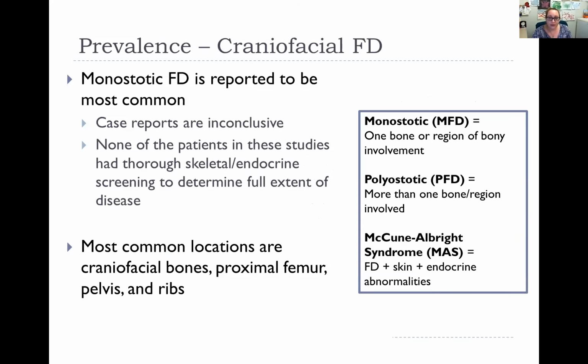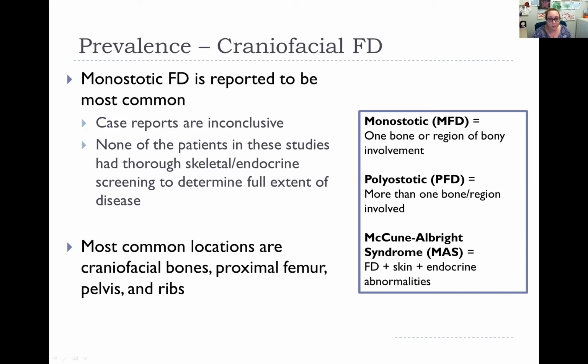So regarding prevalence of disease, monostotic disease is reported to be the most common form of craniofacial FD. However, this is primarily still from case reports, which are doctors writing up one or more of their patients, which makes the data slightly inconclusive. And toward the end of the presentation, I've looked really extensively through the literature, and there have been some groups that have tried to publish a lot of these data sets in combination called meta-analyses, and hopefully we can look at some of those numbers together.